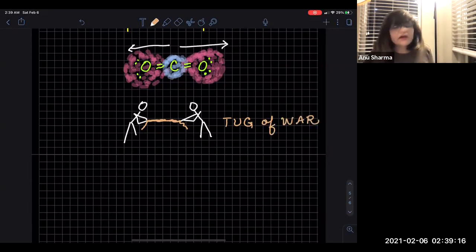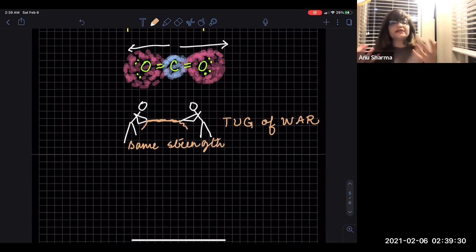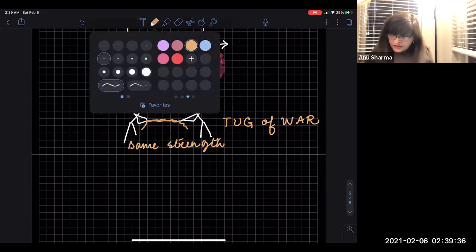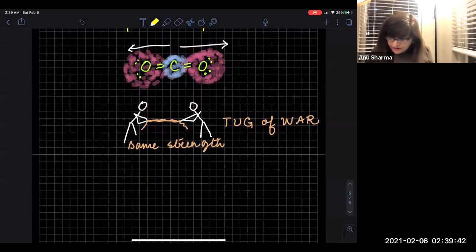Who will win? Nobody, because both of them are pulling with the exact same strength. And if they have the same strength, the same power or horsepower or whatever, then in the end either the rope is going to break or the match is going to end in a tie. Two possibilities: the rope breaks, or the match ends in a tie. So you see that.